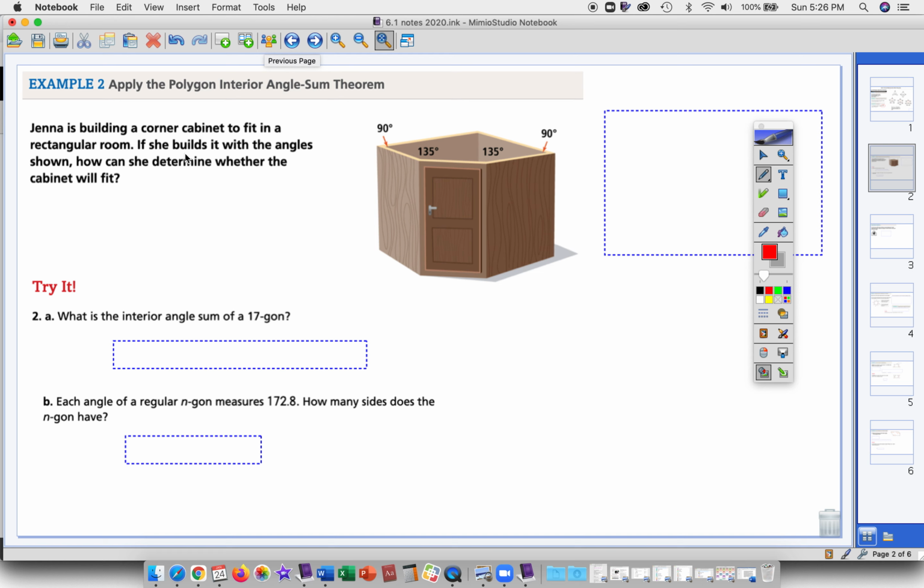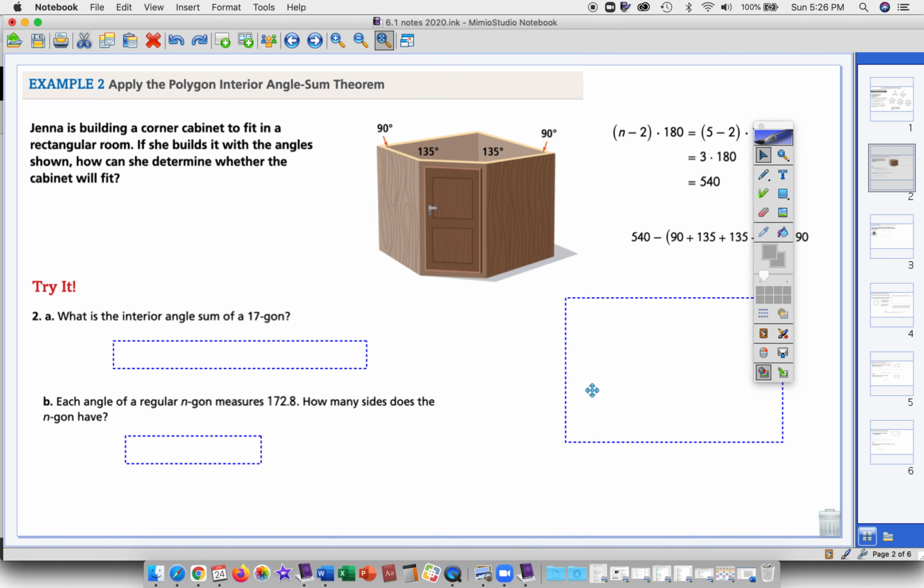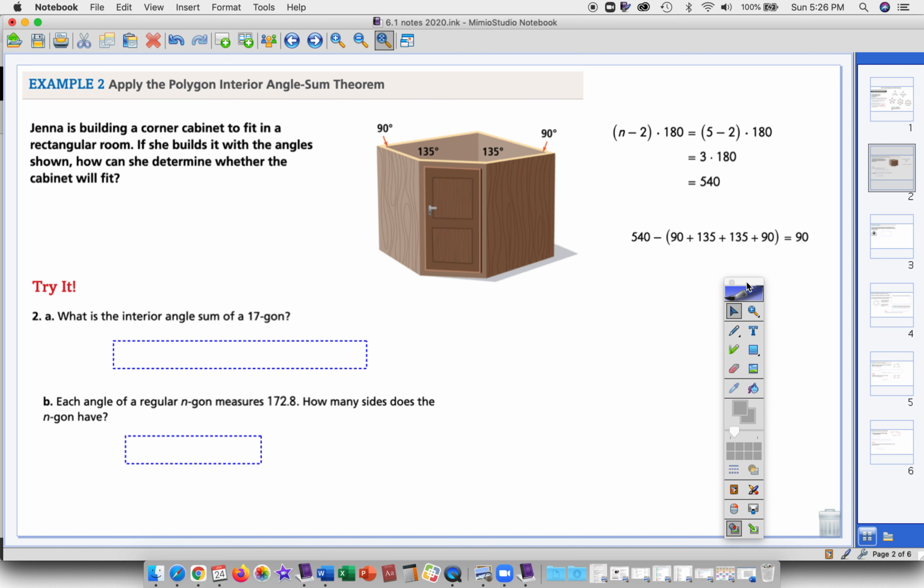So Jenna is building a corner cabinet to fit in a rectangular room, right? So she needs this back angle to be 90 degrees. How will she determine if it will fit? The first thing we need to do is calculate that interior angle sum, which is 540 for a pentagon. And then if we subtract the angles that were given, we end up with 90 degrees. So yes, it will fit.